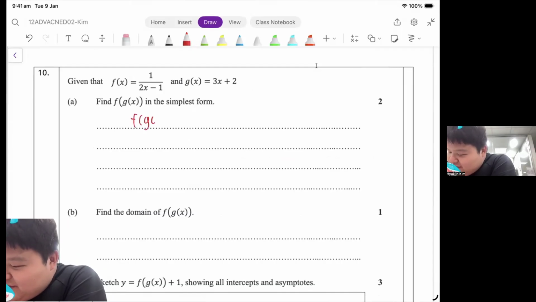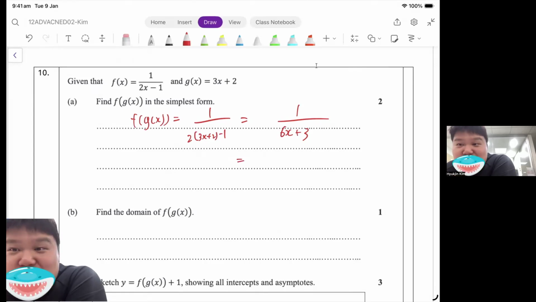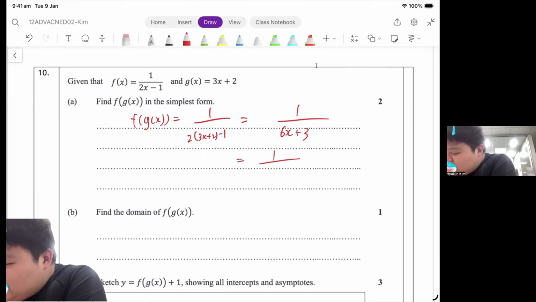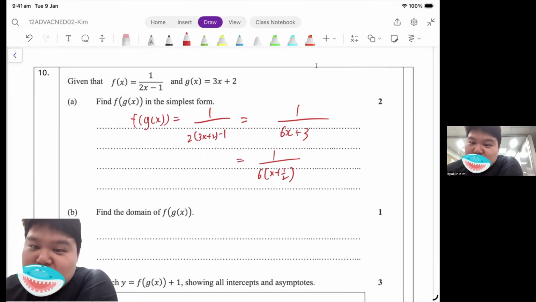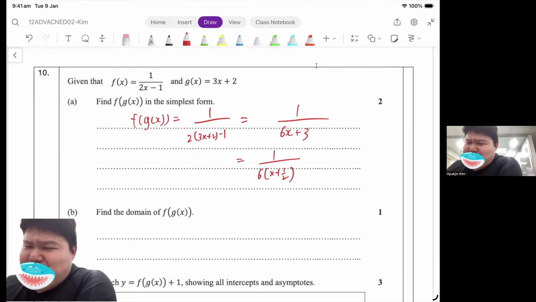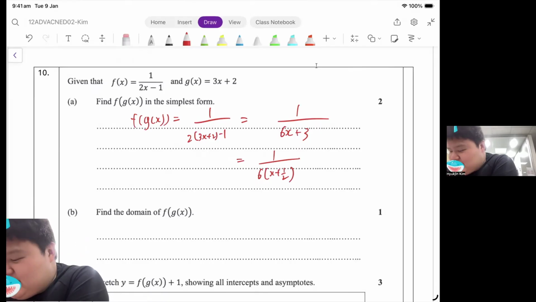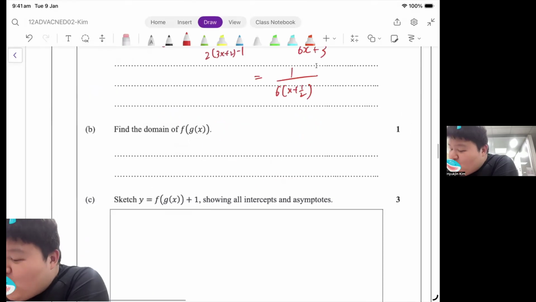F of g of x equals 1 over 2 bracket 3x plus 2 minus 1, and that equals 1 over 6x plus 3. And if you wish to be a bit fancy, you'll write it as 1 over 6x plus half. If you were to factorize it, I wouldn't factor out the 3. I would factor out the whole 6, so I can see what kind of transformation makes sense the most. Find the domain of f of g of x.